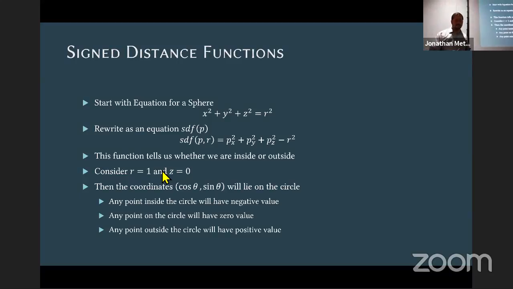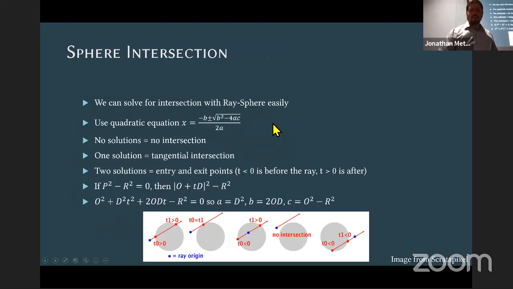Signed distance functions. I mentioned it's kind of hard to find functions like this. You can do it for a lot of quadric type shapes, spheres, cylinders, and so on. But after a while, it becomes more difficult to come up with closed form equations for any kind of object.